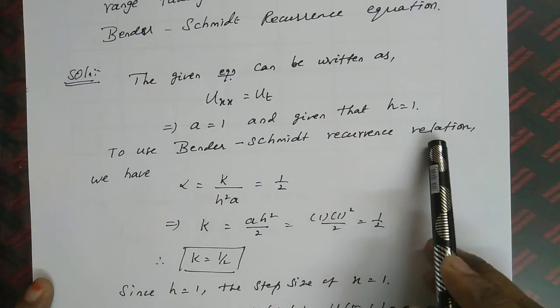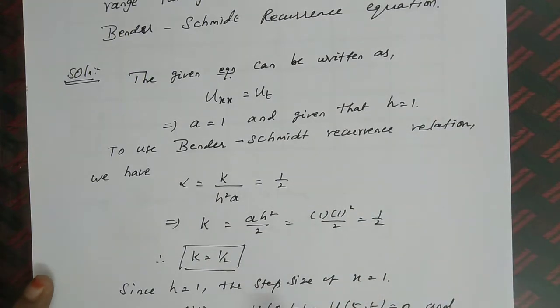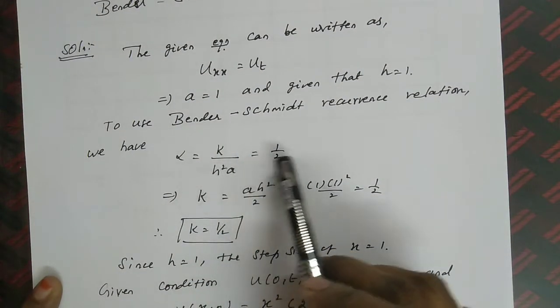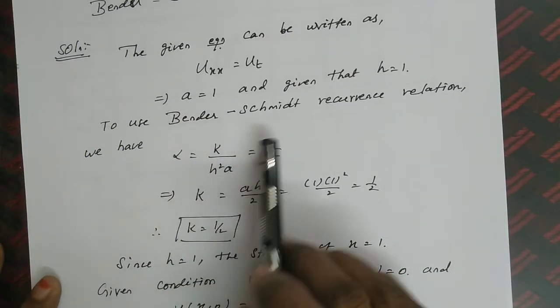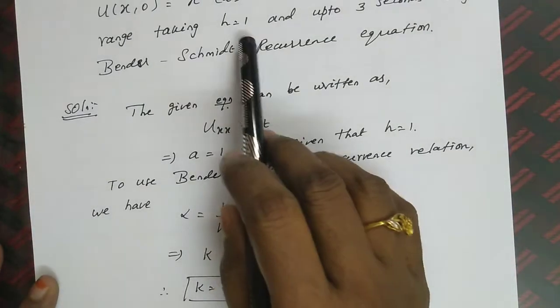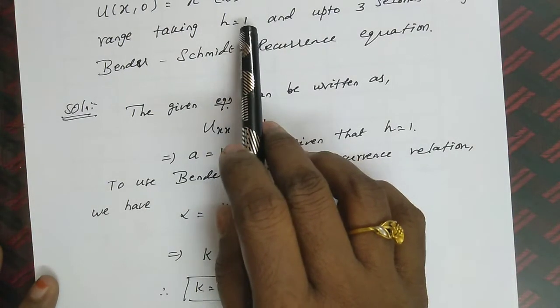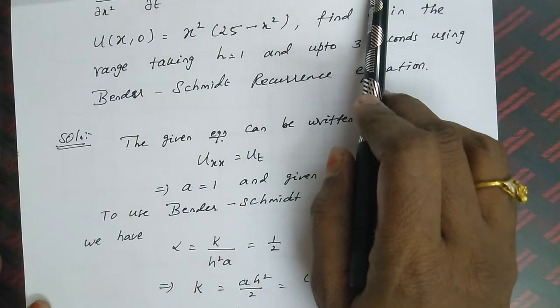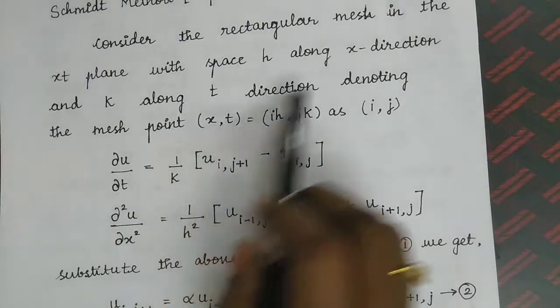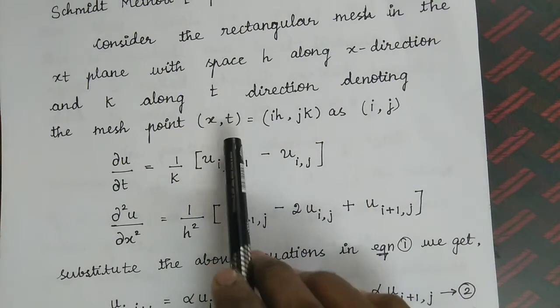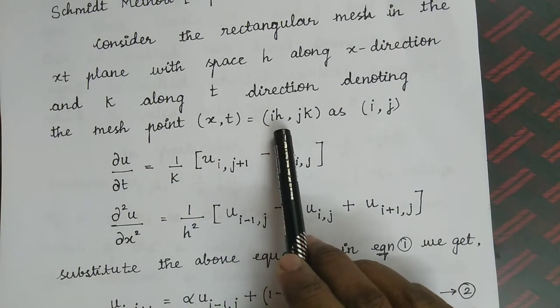Okay, to use the Bender-Schmidt recurrence relation, we have a parameter. What is that? Alpha. As I told you already, the condition is alpha equal to k by h square a equal to 1 by 2. Why here are we taking alpha equal to 1 by 2? Look at this, alpha equal to 1 by 2. You know why? Because in this question it's given that h is equal to 1. As I told you already that h is nothing but the step size of x. So what about the step size of t? The step size of t is nothing but k, right? Here we have mentioned that. Look at this theory part. In the x direction it is h and k along the t direction. So when you are noting a mesh point x comma t, it can be written as ih comma jk.